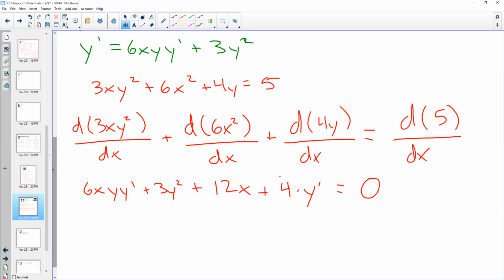Yeah, awesome. Okay, so we want to isolate the y primes, right? So let's get everything that does not have a y prime to the other side of the equation. Okay, so we will subtract 3y squared and we'll subtract 12x, right? Because we're isolating y prime. Y's are fair game. We don't really need those to be on the same side.